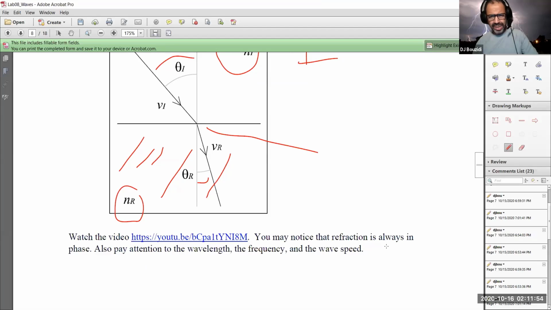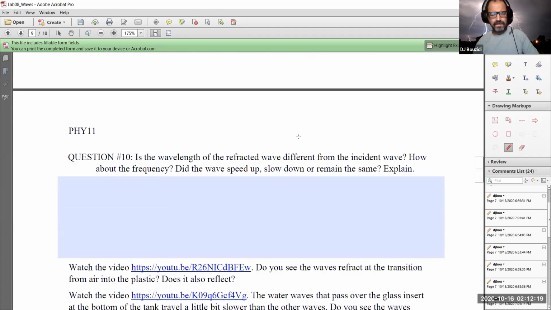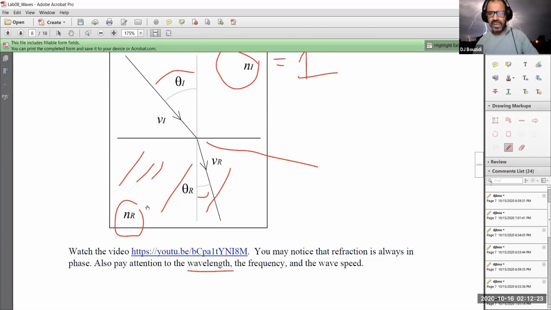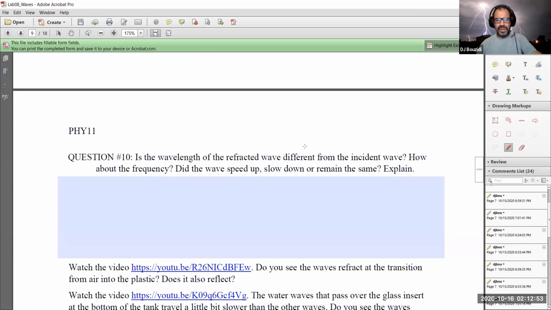You may notice that refraction is always in phase. That is good to know. Also pay attention to the wavelength, the frequency, and the wave speed. If you watch it, you see that they don't really change. I'm sorry, they do change slightly. One of them changes, but you really have to watch it very closely, because of this relationship now, because of the velocity itself changing. Is the wavelength of the refracted wave different from the incident wave? How about the frequency? One of them will be different, not both though. The speed will change also.